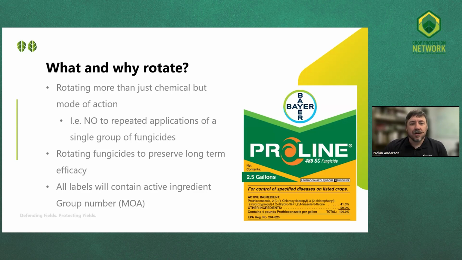Now, if you're unsure of what group number or mode of action your fungicide belongs to, look on the label. As we see here on the screen, circled in red is the active ingredient and group number. In this case, prothioconazole belonging to group 3.